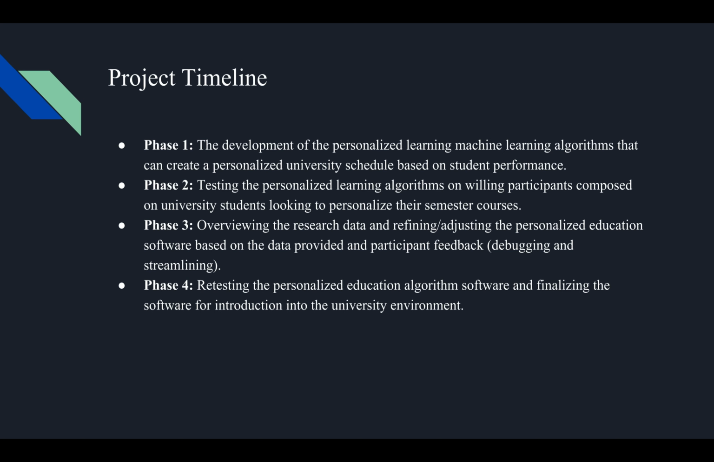Phase 3 involves overviewing the research data and refining and adjusting the personalized education software based on the data provided and participant feedback, and changing the software based on this, such as debugging and streamlining it more. And finally, phase 4 involves retesting the personalized education algorithm software and finalizing the software for introduction into the university environment.